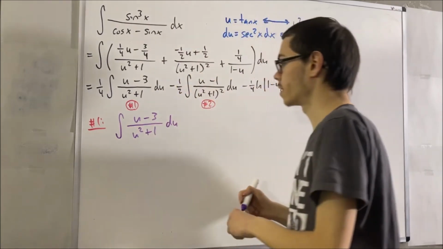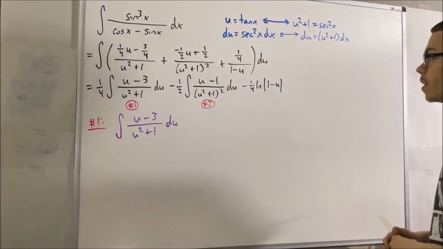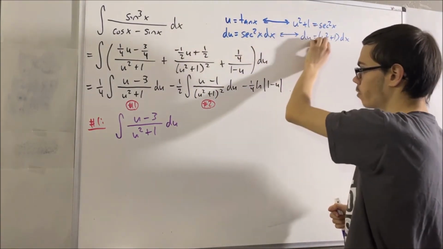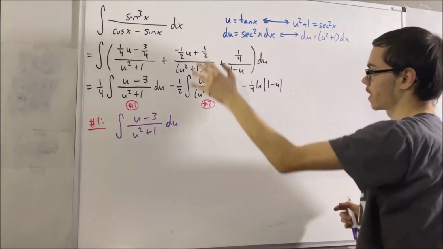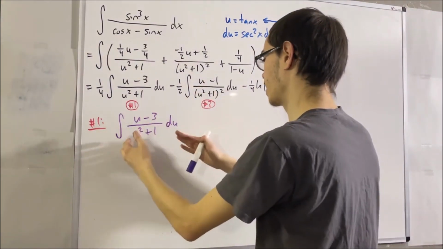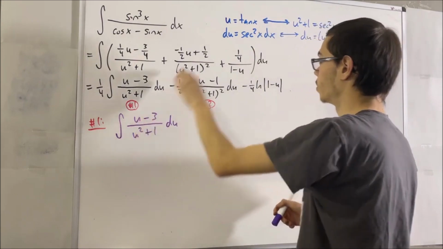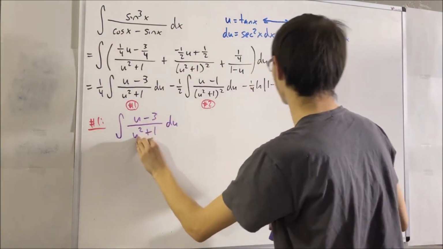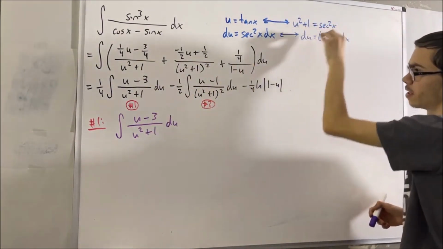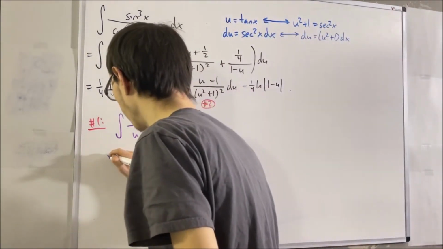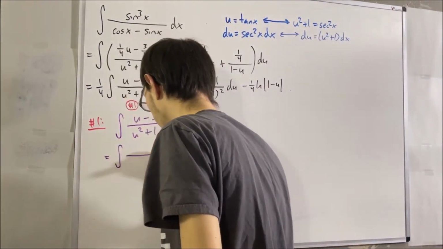So to evaluate this integral, what I'm actually going to do is go back to what we had in terms of x, because originally everything was in terms of x, and it turns out it's going to be really nice if we convert this back in terms of x. So, u is equal to tangent of x, u squared plus 1 is equal to secant squared of x. We know that du is equal to secant squared x dx. It's going to be really nice if we re-express it back in terms of x.